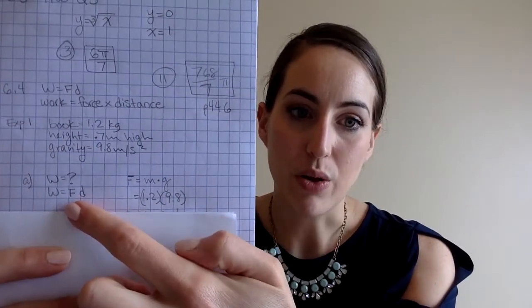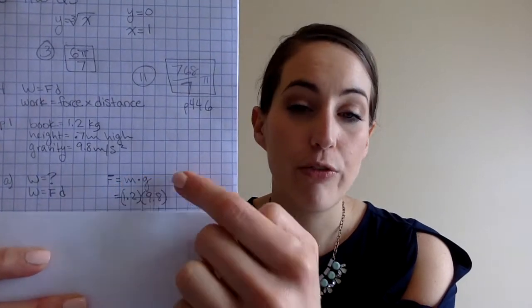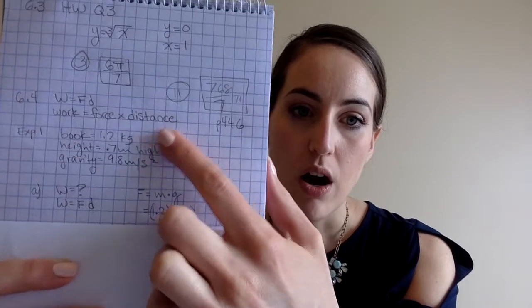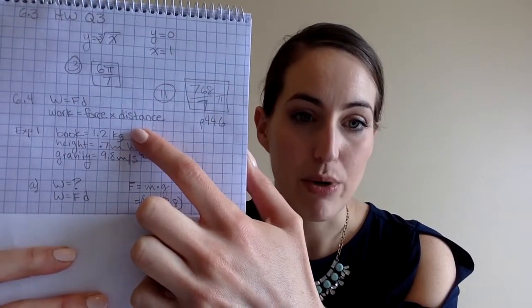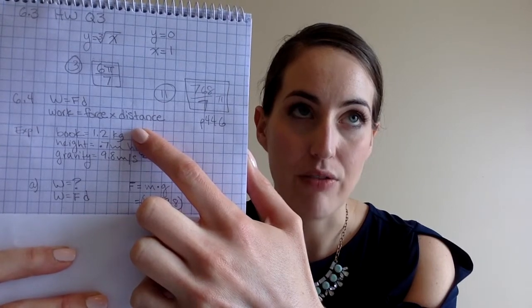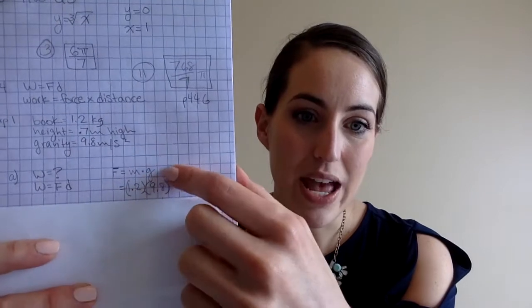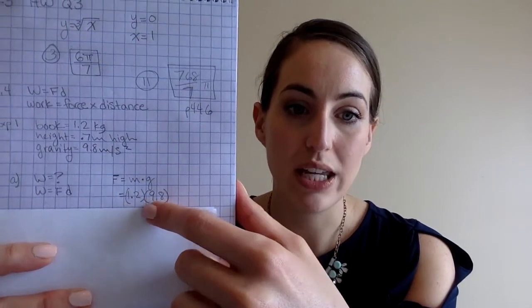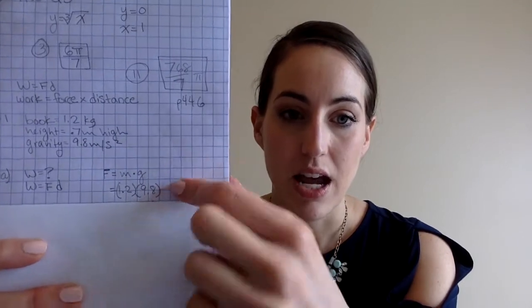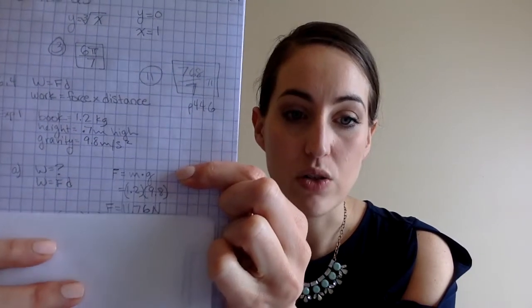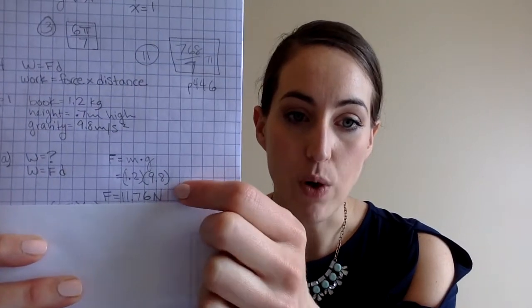And we know our work equation, W equals FD. And we also know our force equation. So our book, that is a mass. That is not a weight. Remember, mass doesn't have gravity affecting it yet. So we have our mass is the 1.2 kilograms times the acceleration due to gravity, 9.8. And that'll give us our force in newtons, 11.76 newtons being our force.